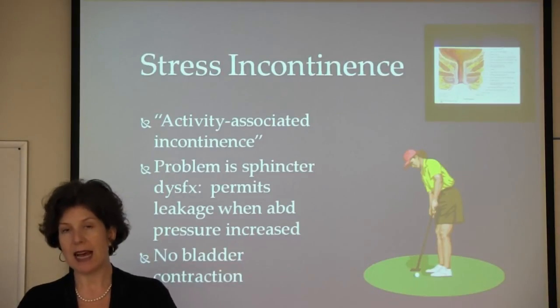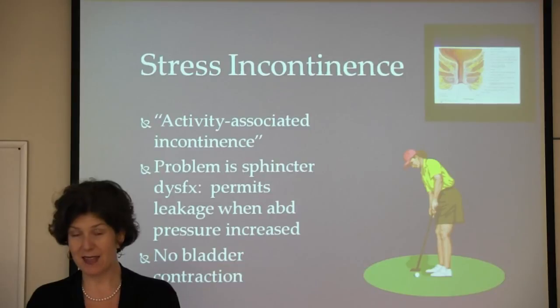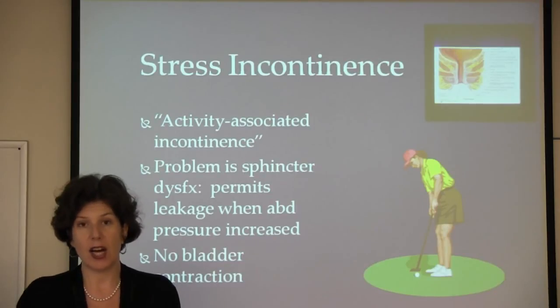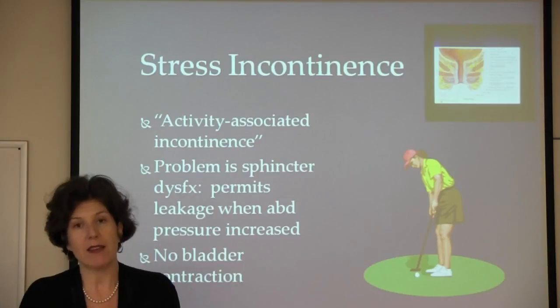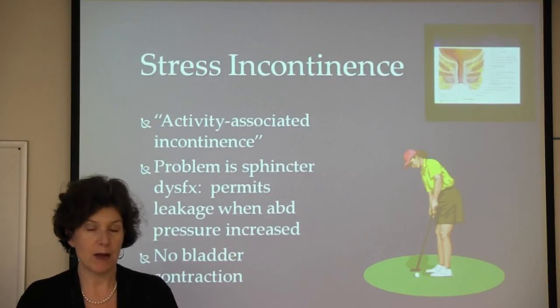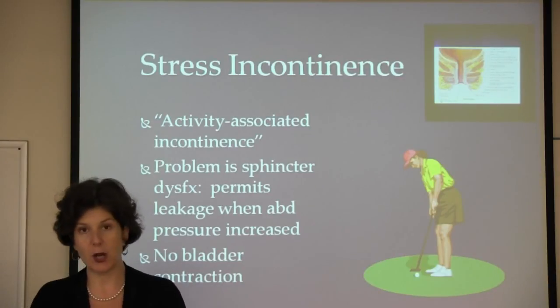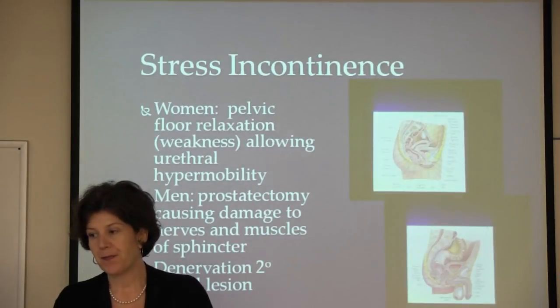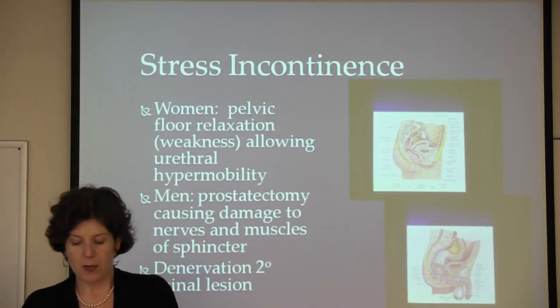What's happening is at this point the bladder is at rest, so normally the sphincter should remain closed. The sphincter is closed, but because the abdominal pressure is so great, it overcomes the resistance of the sphincter and it actually opens incorrectly. So when we think about this, what causes it?